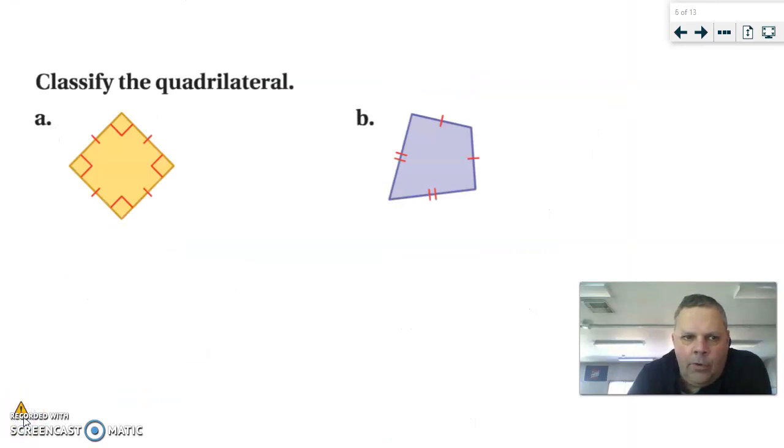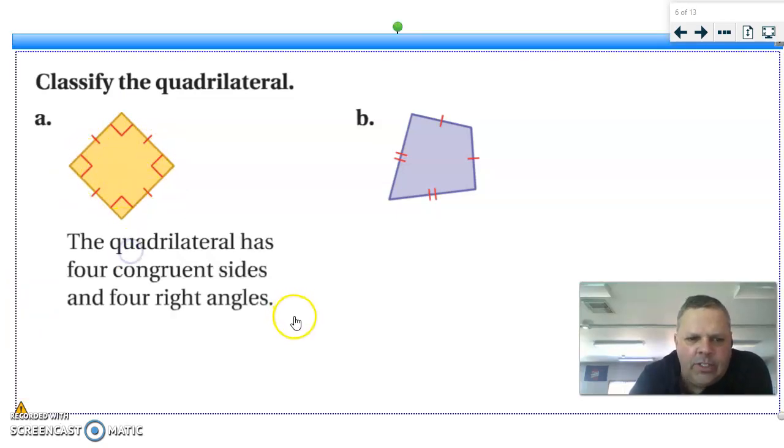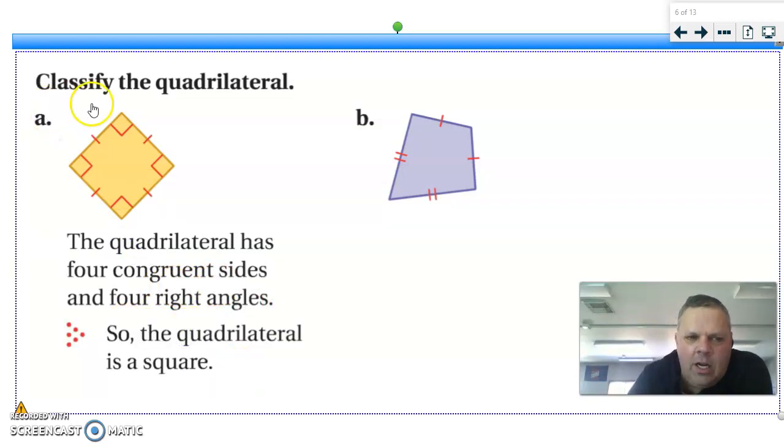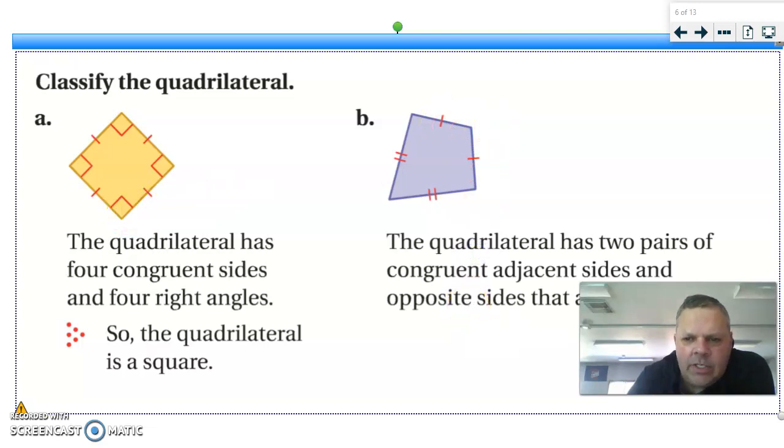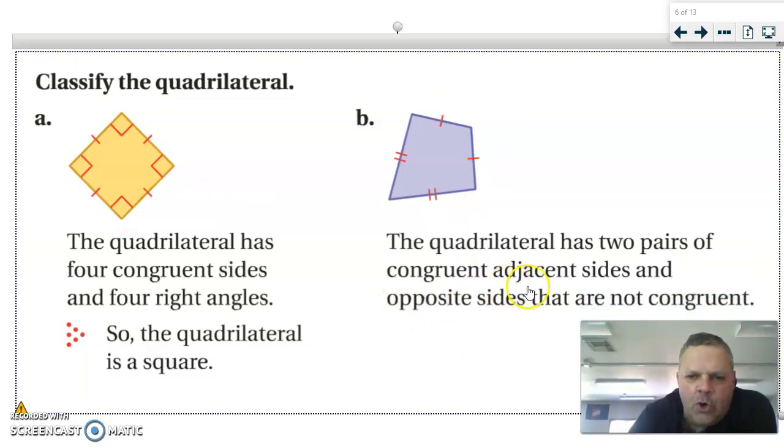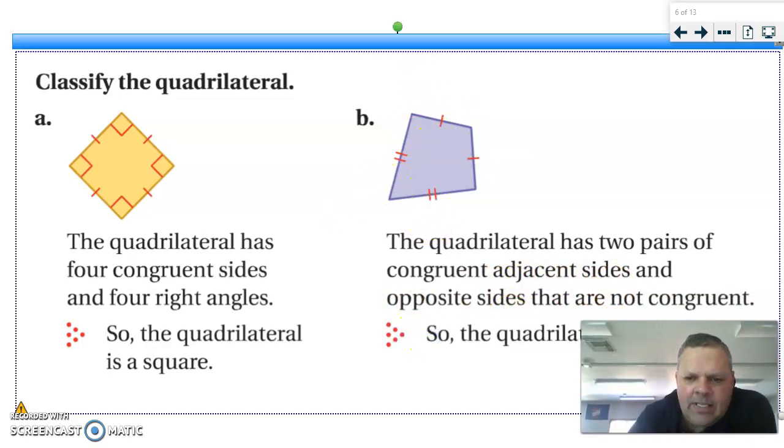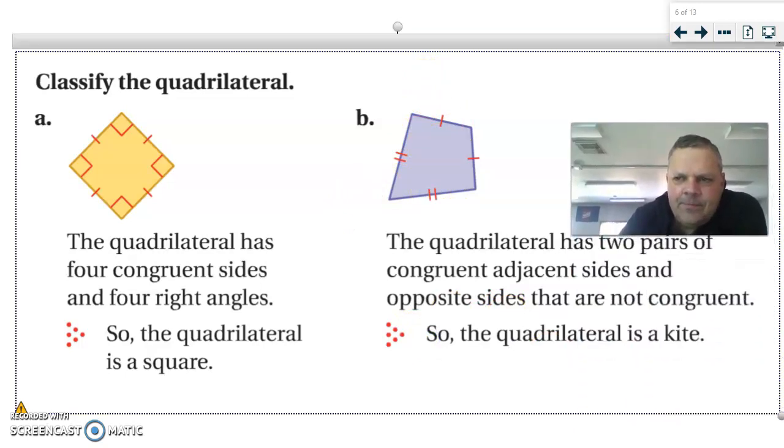Here are a couple more that you should be able to classify. These have 4 right angles. All the sides are the same. Hopefully you can see that because they are 4 congruent sides, 4 right angles, that would be a square, even though it's turned on its point, so it is still a square. On this one, you can see that this one has 2 pairs of congruent adjacent sides, so they're next to each other, and the opposite sides are not congruent. That makes that a kite.